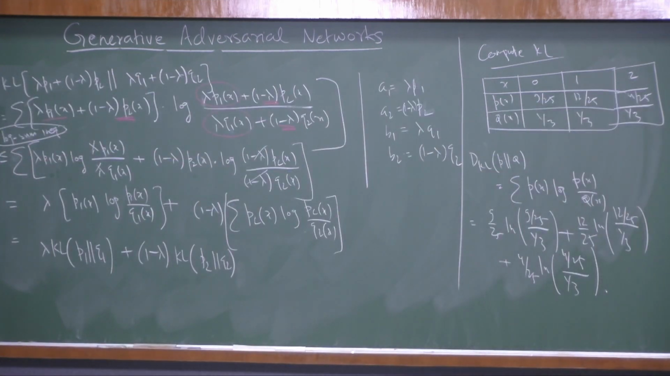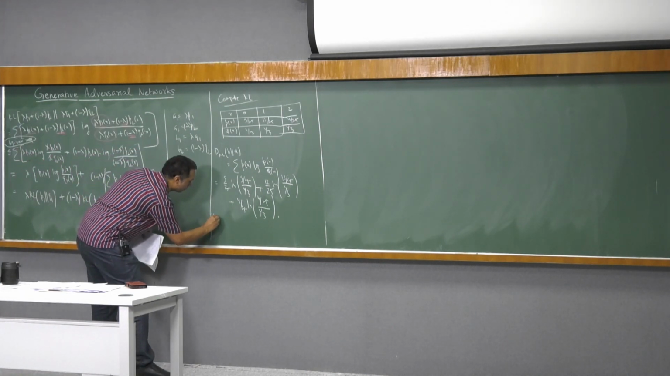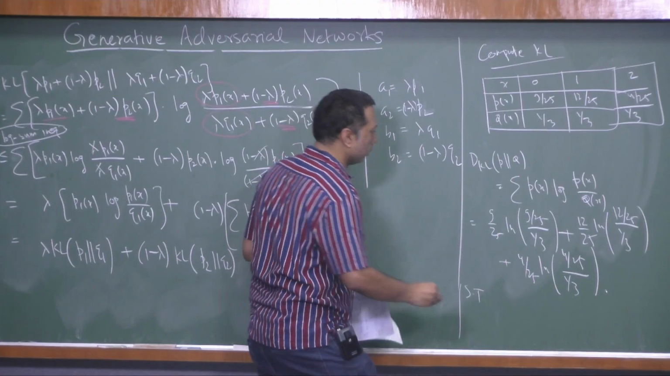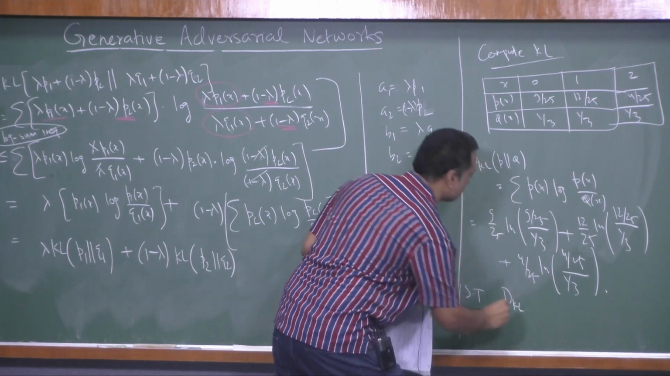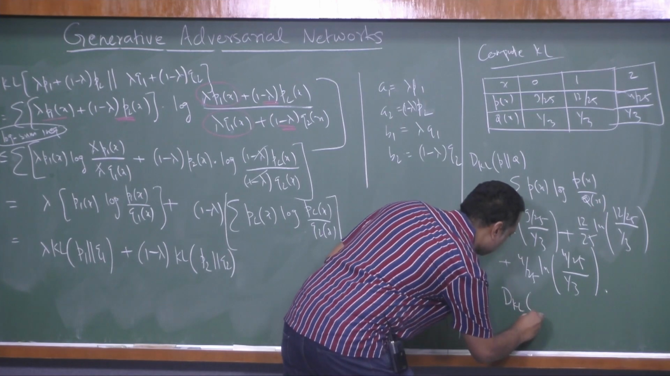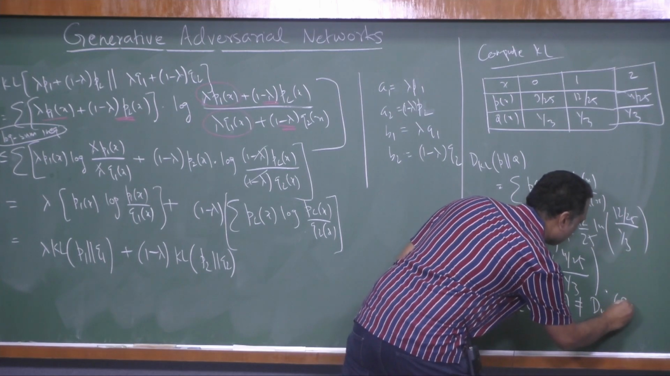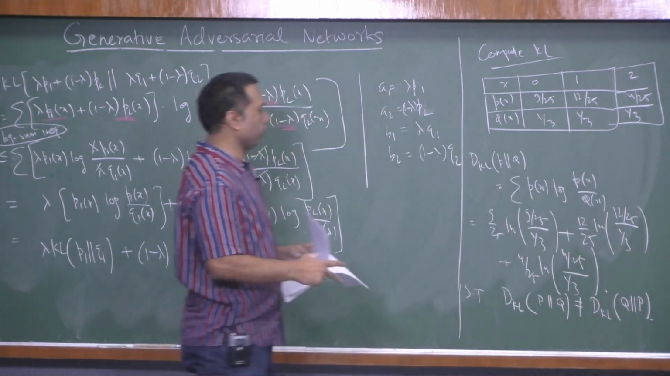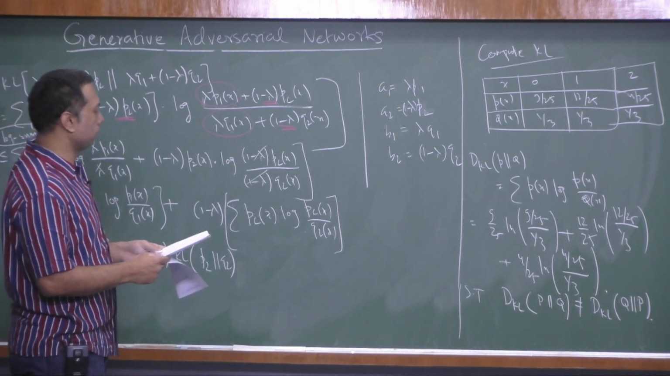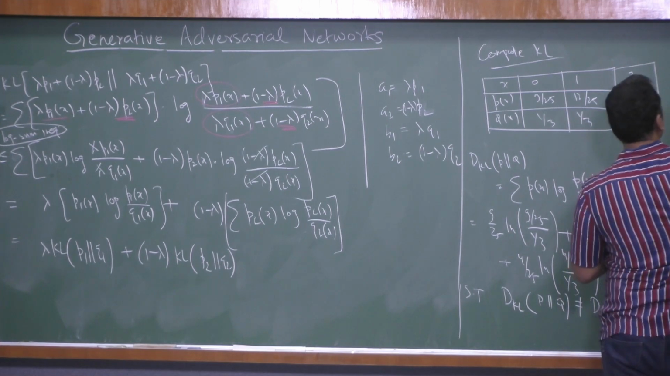One reason to do this example was that KL of PQ is not the same as KL of QP. Okay, so you do this in the QP way also. So it's not symmetric, hence it cannot be a metric. Okay, so the D_KL of PQ is not the same as D_KL of QP. A metric must satisfy symmetry.